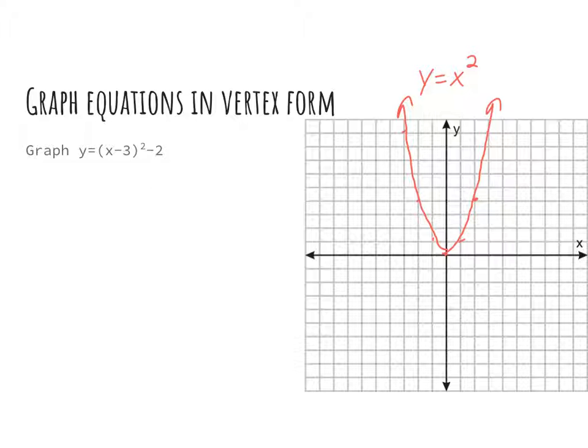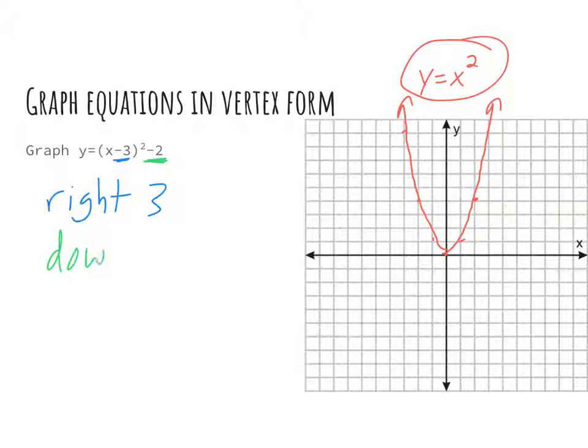So when we're graphing equations in vertex form, remember we always start with the parent function y is equal to x squared, which is graphed here. And if we look at our equation, y is equal to x minus 3 squared minus 2, if you look inside the parentheses, this minus 3 says we're going to move everything to the right 3. And if we take the minus 2 outside, that means we're going to move down 2. So what we would do then, starting at the origin, we go right 3, down 2.